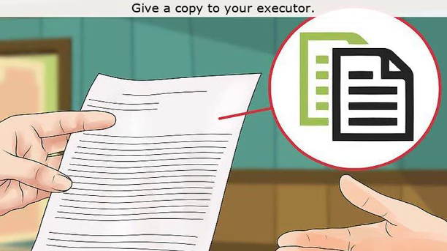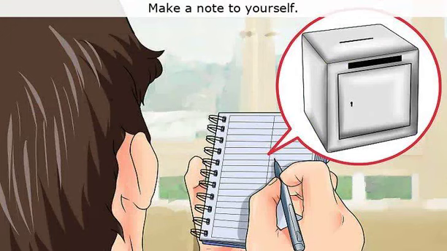Step 2. Give a copy to your executor. Consider handing over a copy of your will to your executor in case something happens to the original. Step 3. Make a note to yourself. It's a good idea to make a note to yourself to say where your will is stored. In the event that you forget where your will is stored, you will be able to tell your executor, spouse, or other party.